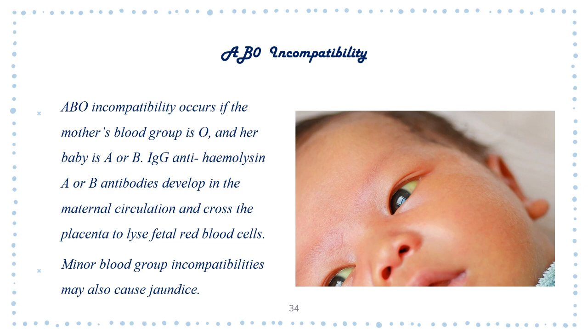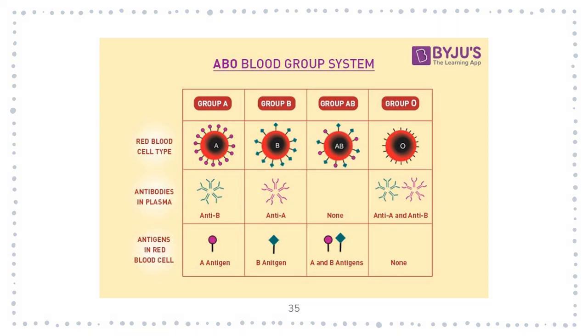And apart from the ABO incompatibilities, which are major blood group incompatibilities, even minor ones like Kell or Duffy antibodies can cause incompatibility between the mother and the baby. So like we discussed, the blood group O has anti-A and anti-B antibodies in the plasma and has no antigens of its own. So it's very important to remember that the mother's blood group should be O and the baby will be either A or B.